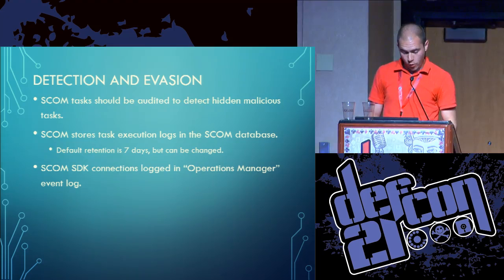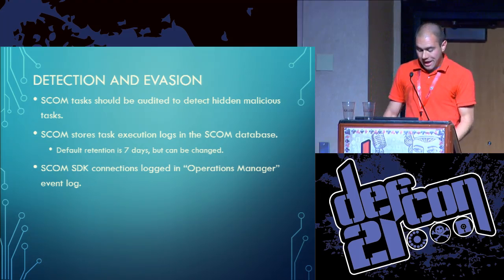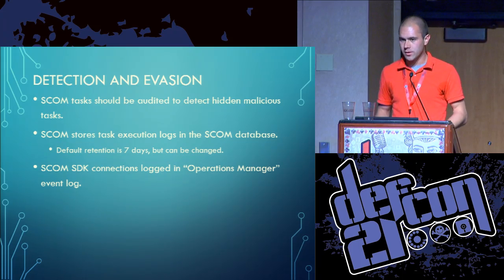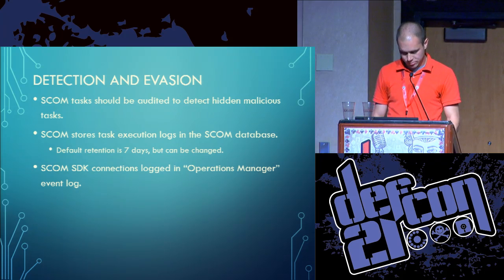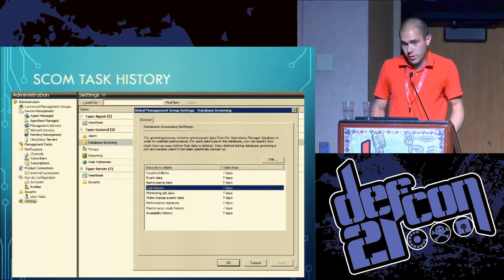All right, so for evasion, SCOM tasks all need to be audited, obviously. That way, if there's any hidden task in there, it will be caught. SCOM also has execution logs, and by default they're kept for 1 week. You can edit that, which is really good if you want to increase it, or if you're the bad guy and you want to remove the execution logs, you can also edit it. It also logs every authentication in the Operations Manager event log. Here's just a screenshot of the history. You can obviously edit it to be 0 days, and then nobody will know what ran.